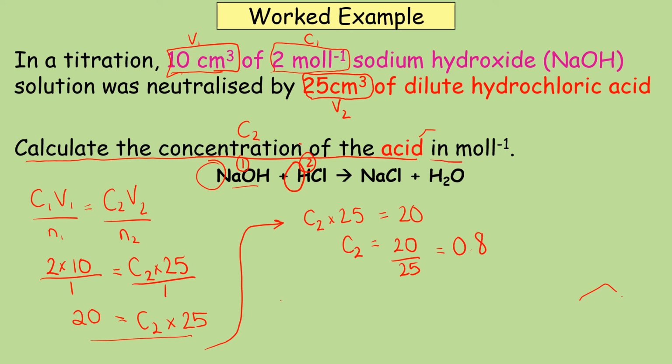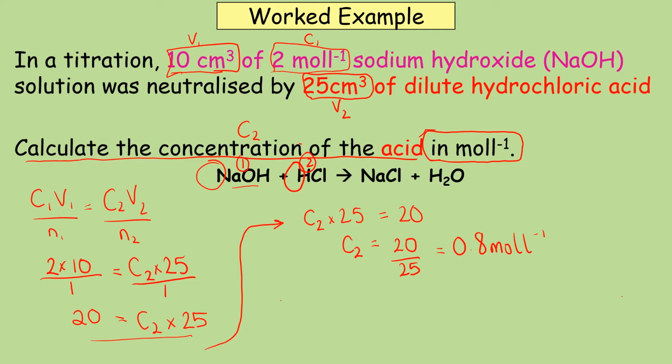Now, because the question says in moles per litre, I don't need to put a unit, because the answer is in moles per litre. If I'm going to put a unit, I have to make sure that it's correct, otherwise I could lose a mark when I'm doing this in a test or in an exam scenario. So if the question tells you that it's in moles per litre, you're free just to leave it as 0.8 or as 0.8 moles per litre.